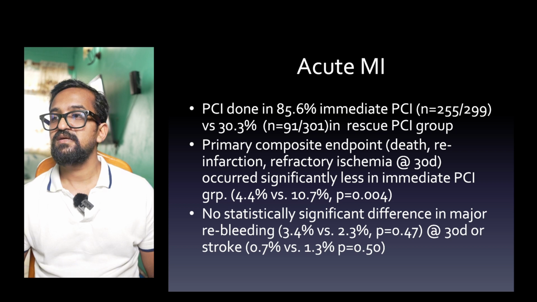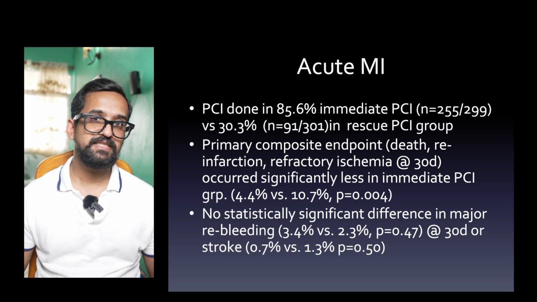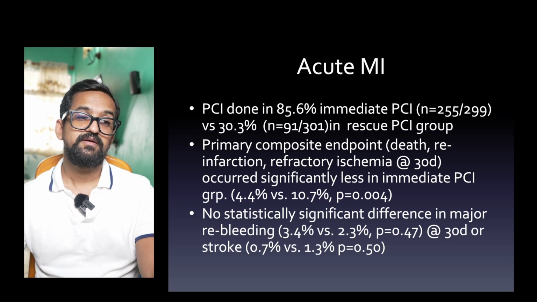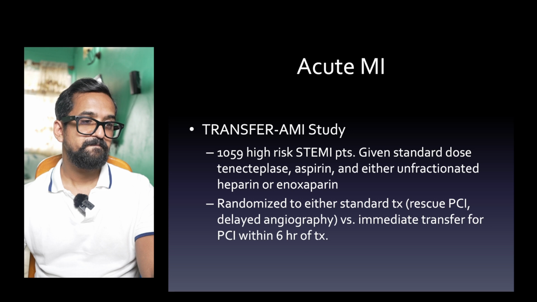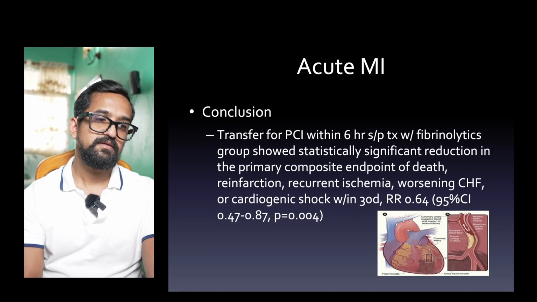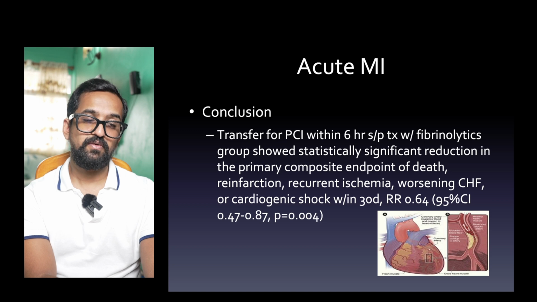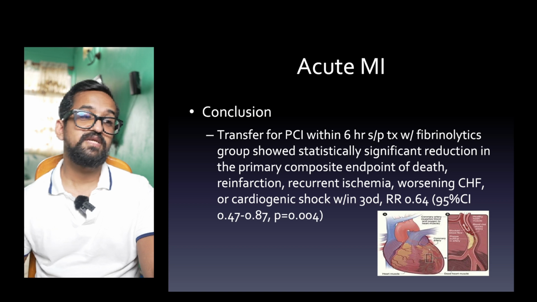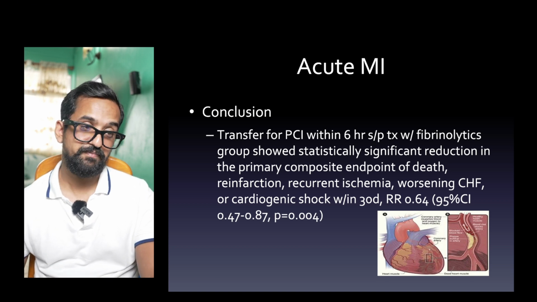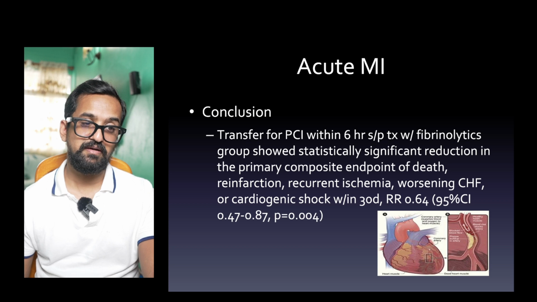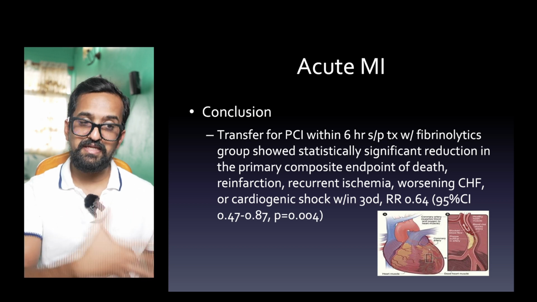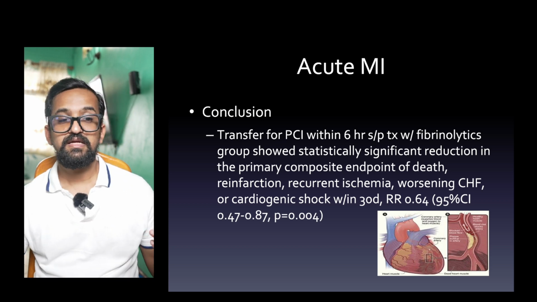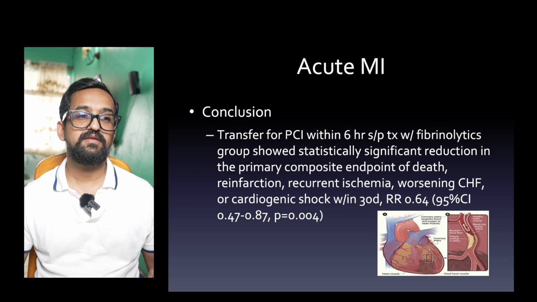So let's say if you are in Morogoro or if you're in Tanga, you can give thrombolytics and then send them to JKCI or any other PCI facility. The conclusion is transfer for PCI within 6 hours, okay, with or without fibrinolytics. The group showed a statistically significant reduction in the primary composite endpoint of death, reinfarction, and recurrent ischemia or worsening CHF. So giving it if the PCI facility is far away would be nice, rather than not giving the thrombolytics at all.